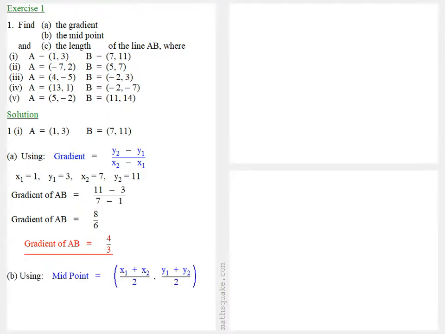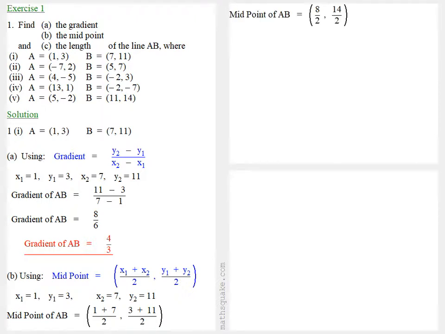In part B, to find the midpoint, we're going to use the formula x1 plus x2 over 2, y1 plus y2 over 2. And using the same values as before, we have the midpoint of AB is 1 plus 7 over 2, 3 plus 11 over 2. Which is 8 over 2, 14 over 2, or the midpoint is 4, 7.